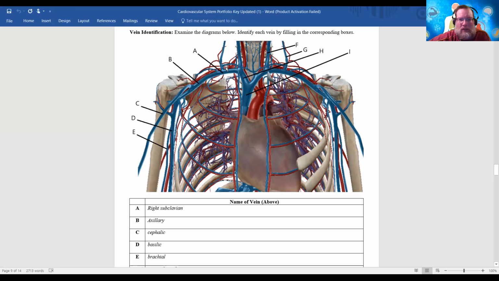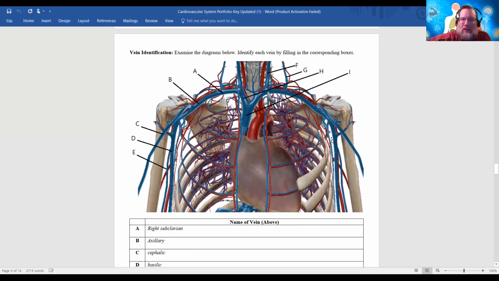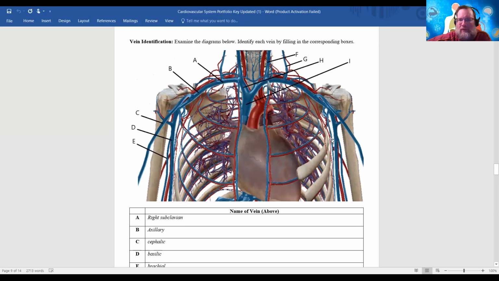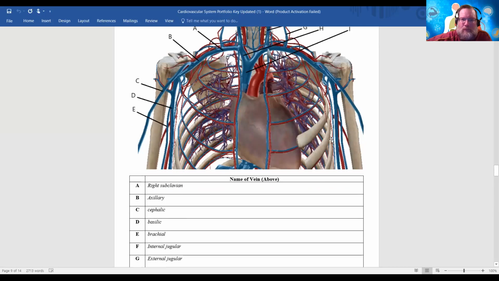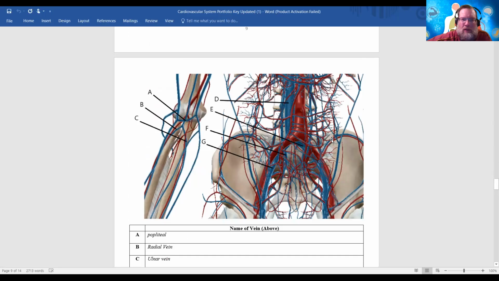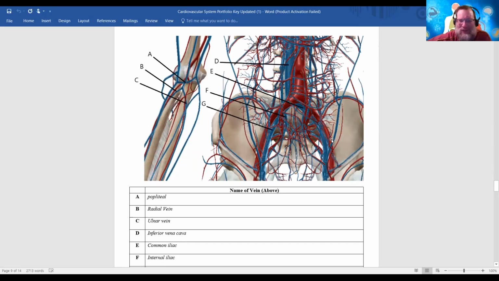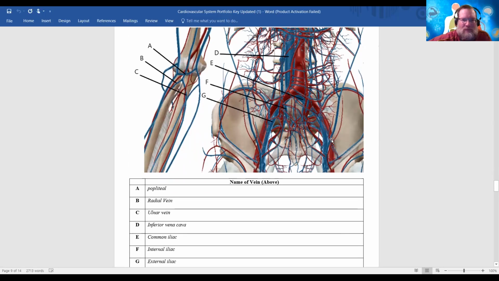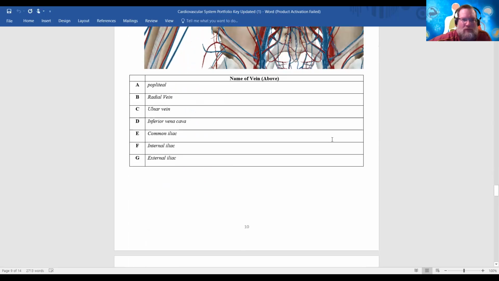We looked at the right subclavian vein heading toward the armpit or the axillary region. And then we had a cephalic vein over here, a brachial vein for letter E, and the basilic vein for letter D. And then we've got left jugular vein, external jugular and internal jugulars over there at F and G. Superior vena cava again. Same with this one, I don't think there are any on here that are too terribly out of control. Got the median cubital vein.